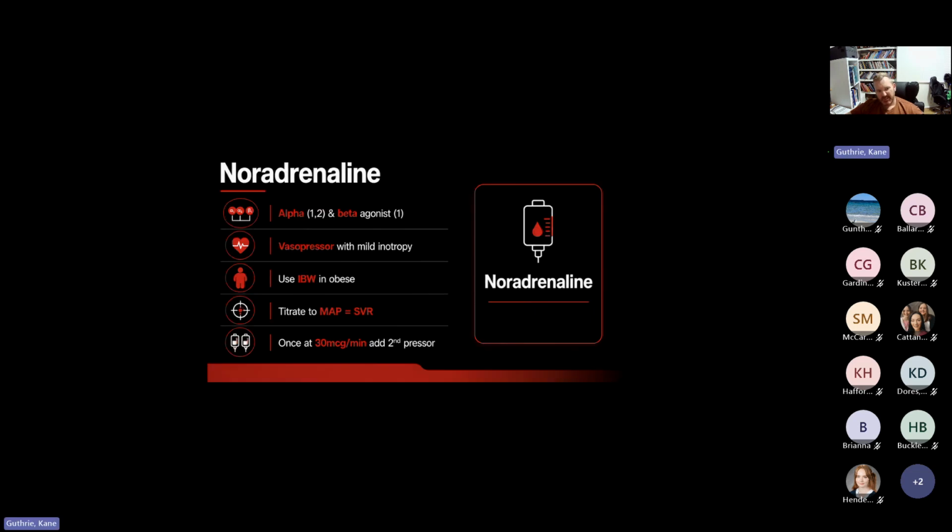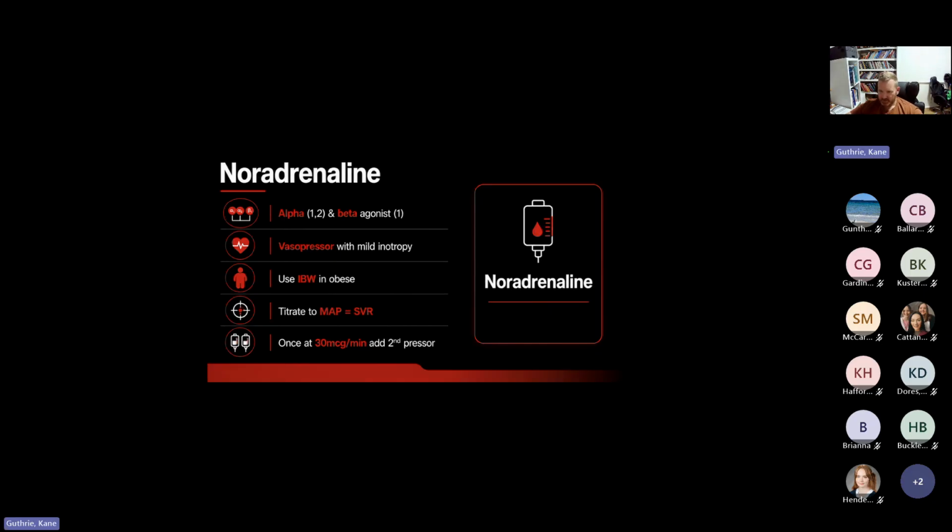The reason we like noradrenaline is that it has alpha and beta effects, so it will clamp down on those leaky blood vessels and tighten them up. It also has slight beta agonist effects, so it's going to help with the heart's ability to contract. So this is what we call a vasopressor with mild inotropy. Remember, in obese patients, we're going to dose this on ideal body weight. And when we're titrating it, we're going to titrate to the mean arterial pressure, because that tells us at the bedside that we're actually winning with our systemic vascular resistance. What we're looking for is 60 to 65 for organ perfusion.